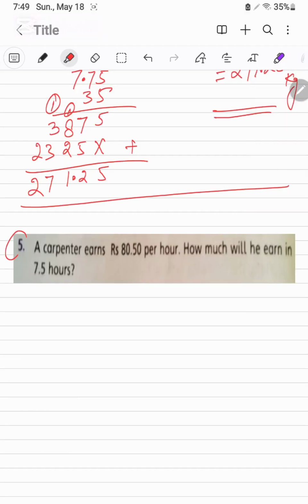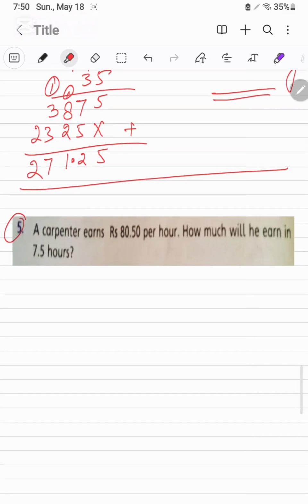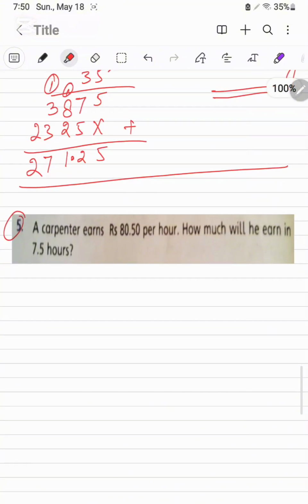It is question number 5. A carpenter earns 80.50 per hour. How much will he earn in 7.5 hours? So we are going to find out its salary of 7.5 hours.